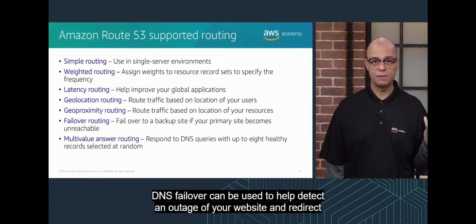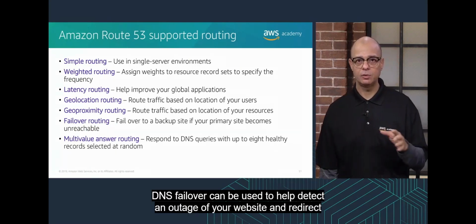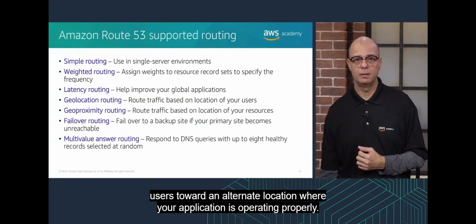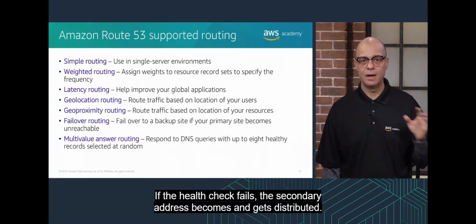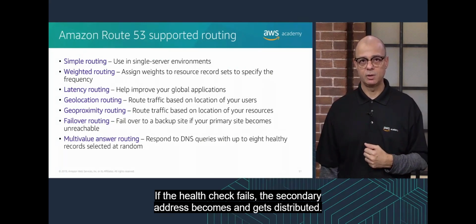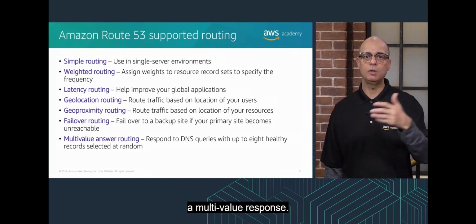Failover routing, or DNS failover, can be used to help detect an outage of your website and redirect users to an alternate location where your application is operating properly. Failover routing requires a health check to be configured. If the health check fails, the secondary address becomes active and gets distributed. You can also combine any of the other routing options into a multi-value response.